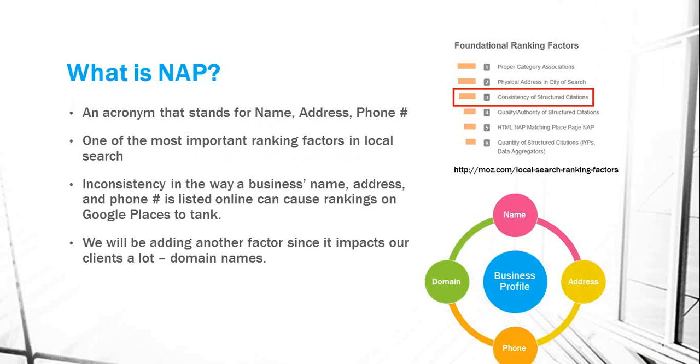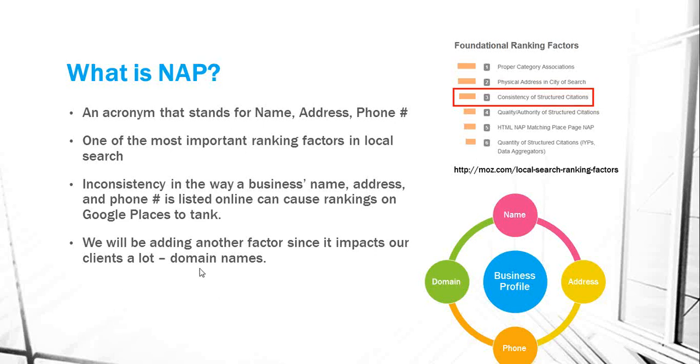business owners. It's an acronym that we use in the local search community that stands for name, address, phone number, which of course refers to your business name, your business address, and your business phone number. It is, interestingly enough, one of the most important ranking factors. So if you really want to make sure your business ranks well on Google Places, it's important to make sure that you have consistency in the way that your business appears online on different websites when it comes to the way that your name, address, and phone number is listed.